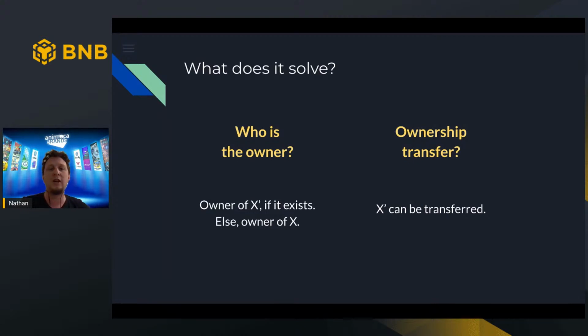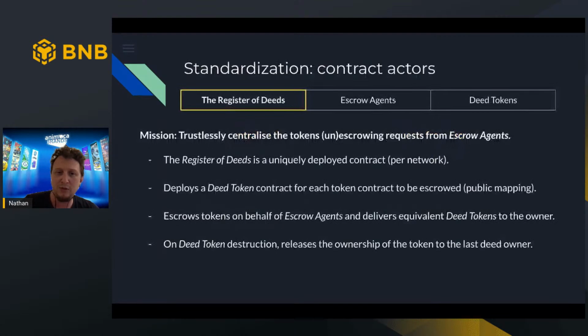So we are going to rely on three types of actors with distinct responsibilities. The first pillar would be the register of deeds. Deeds here means these sort of X prime tokens, right? The mission of the register of deeds is to trustlessly centralize the token escrowing or unescrowing requests from escrow agents, which will come right after. This is a contract, a registrar, so it's uniquely deployed per network.